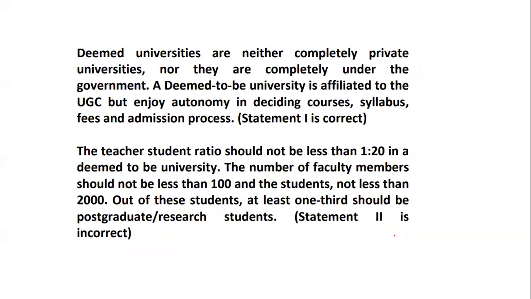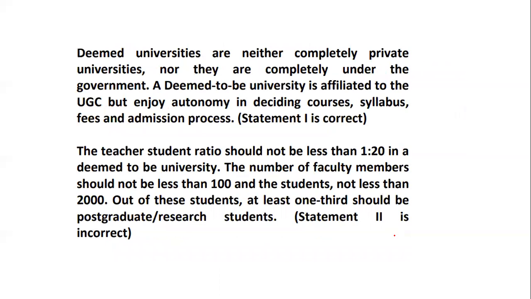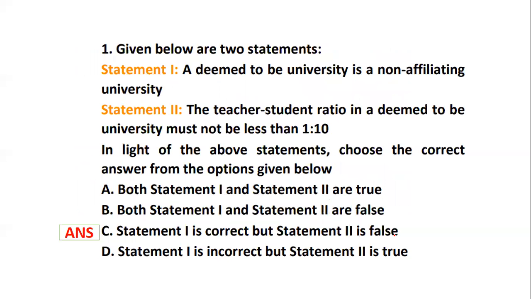Now, statement 2 said that the teacher student ratio must be not less than 1:10. But if you see, the teacher student ratio should not be less than 1:20 in a deemed to be university. The number of faculty members should not be less than 100, and the students should not be less than 2000. Out of these students, at least 1/3 should be a postgraduate or research student. So statement 2 stands to be incorrect because the ratio is 1:20 rather than 1:10. So from the given explanation, we can conclude that statement 1 is correct and statement 2 stands to be false.